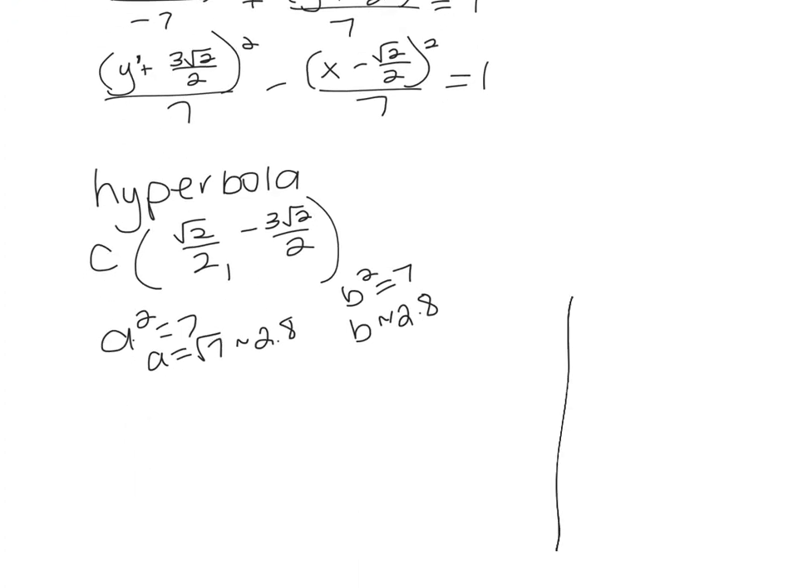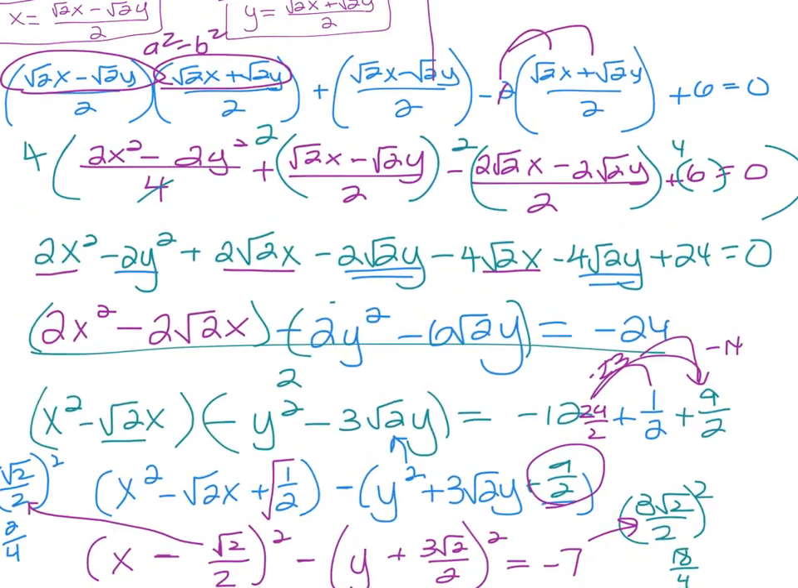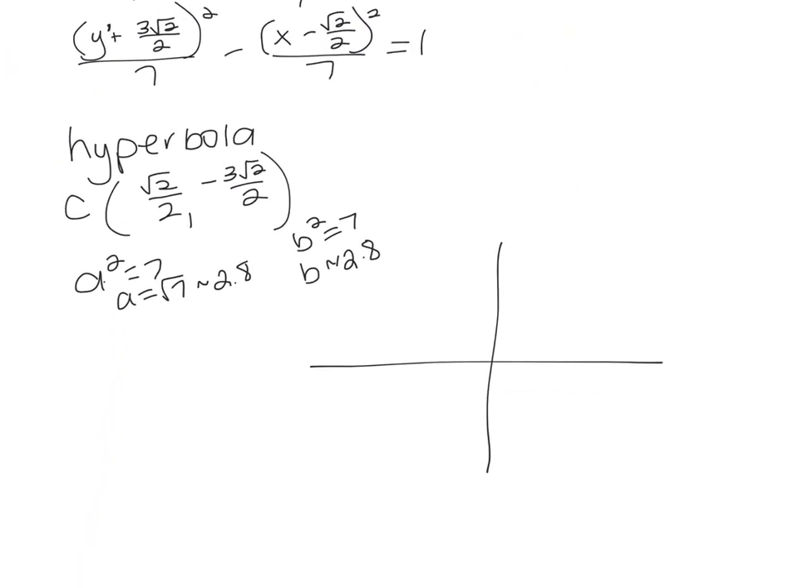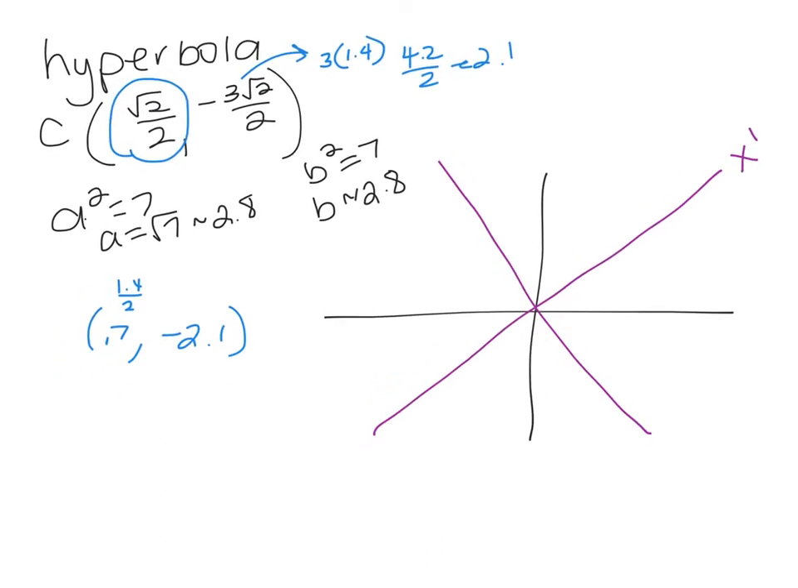So now when I go to graph this, I have to remember that I have to rotate my axis, and we said theta at the very beginning, all the way at the top here. Theta was pi over 4. So I have to rotate my axis about halfway through, which is about there. That's my new x prime axis. My center is root 2 over 2, which is like 1.4 over 2, or 0.7. And then 3 root 2, 3 times 1.4, 4.2 over 2, which is 2.1, negative 2.1. So I start there. I'm going to go to a little bit less than 1, a little bit more than negative 2.1. That's my center.